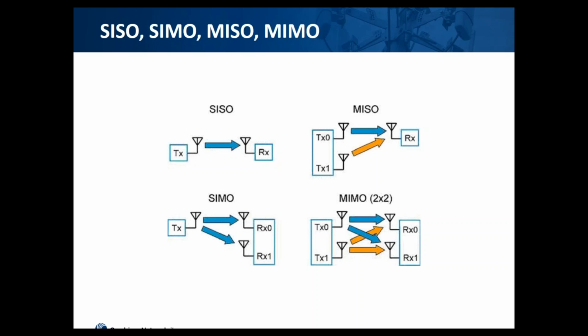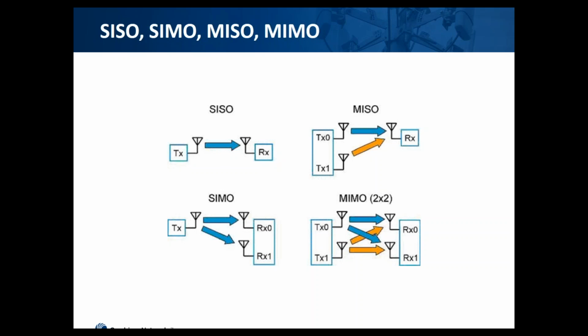Single means that there is only one, either a transmitter or a receiver, while multiple means there is more than one transmitter or receiver. Here the pictures show 2 antennas for the multiple case, but multiple can be much more than 2. It can be 4, 8, 16, or even more. The simplest case is SISO. There is only one transmitter and one receiver, like in the example we saw in the previous slide.